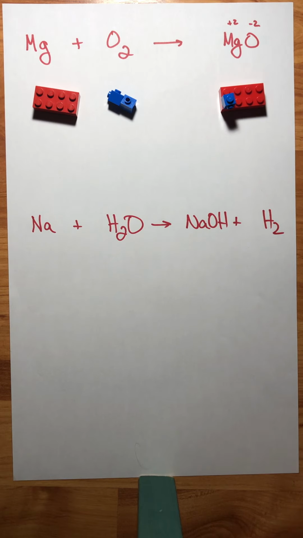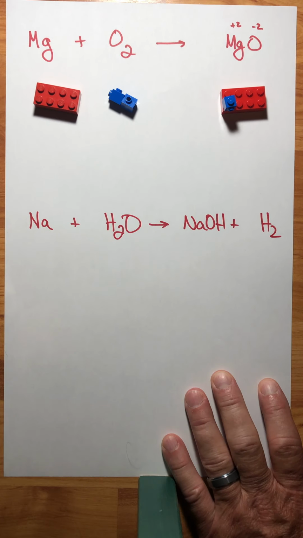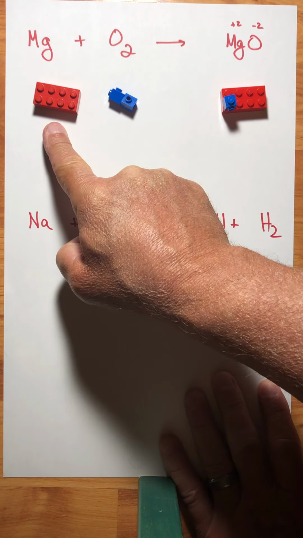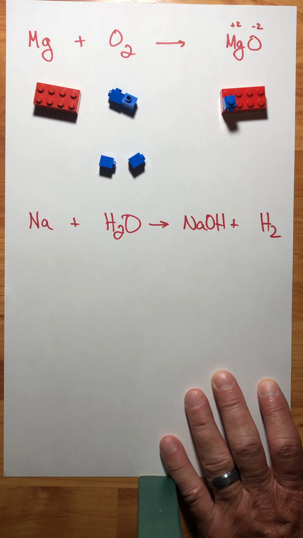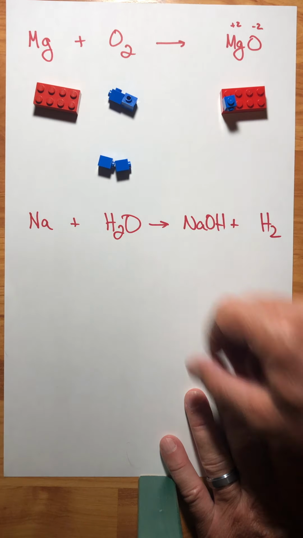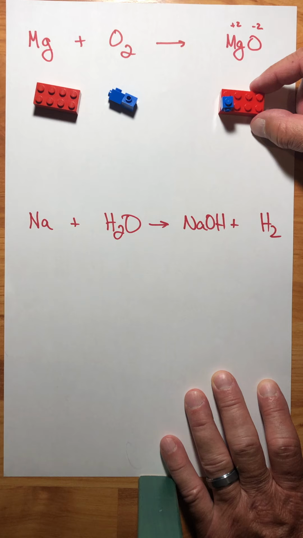Hi everyone. I'm going to show you how to balance chemical equations, but before I do that, I just want to give you the rationale as to why we have to balance in the first place. So using Lego pieces, this is basically the chemical reaction. We have magnesium, we have an oxygen molecule, which is made up of two blue oxygen atoms that were chemically bonded together, okay? And then it ended up making a magnesium oxide molecule here.